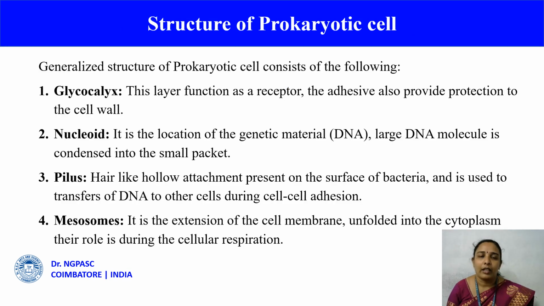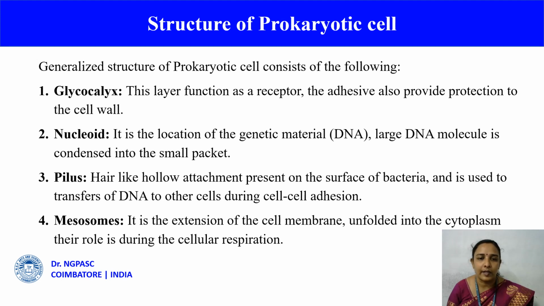Coming to the structure of prokaryotic cell, the generalized structure of prokaryotic cell consists of glycocalyx, which is a thin layer that functions as a receptor and is adhesive and gives protection to the cell wall. Nucleoid is the location of the genetic material DNA, and the large DNA molecule is condensed into a small packet. Next one is pilus. It is a hair-like hollow attachment present on the surface of bacteria and is used to transfer DNA to other cells during cell-to-cell adhesion.